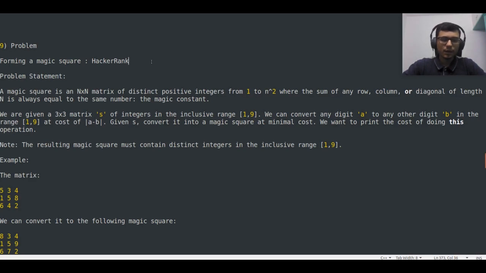Okay, now let us look into this problem. The name of the problem is Forming a Magic Square, and this problem is taken from HackerRank. I've added a link to this problem in the description of the video. So let us look into the problem statement.